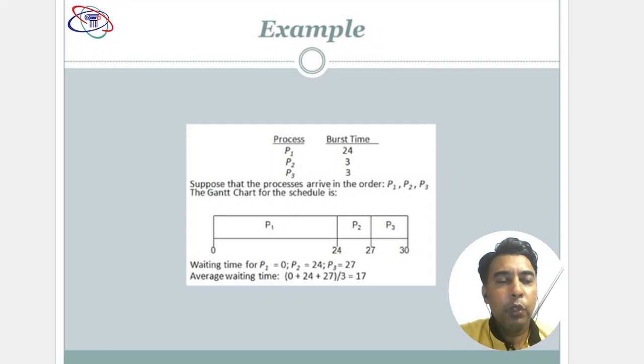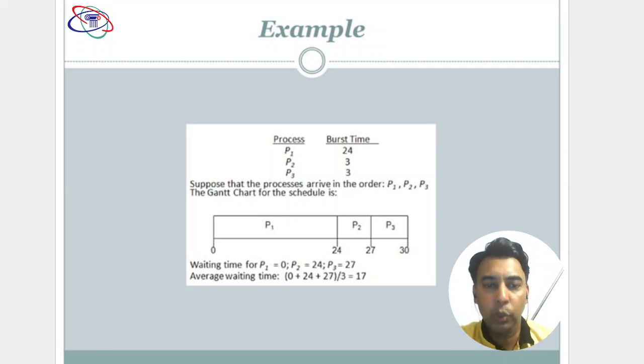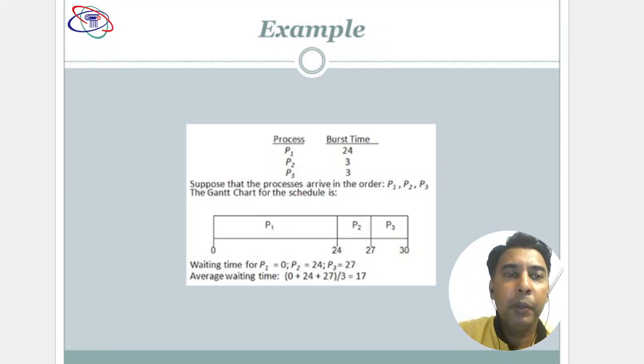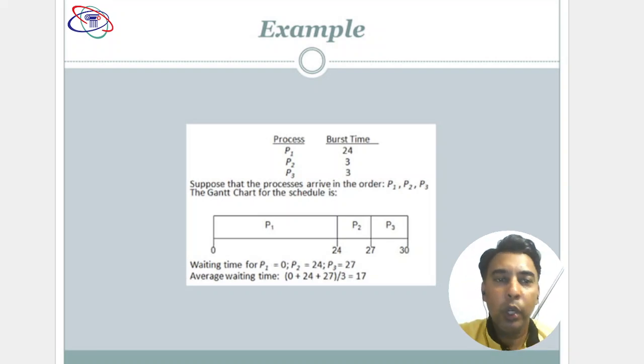Now each process has some burst time. What is the burst time? Burst time is the CPU time, or the time taken by a process to execute. For P1, the burst time is 24 units of time. For P2, the burst time is 3 units of time, and for P3, again the burst time is 3 units of time. Now the order of process arrival, for example, is P1, then P2, then P3.